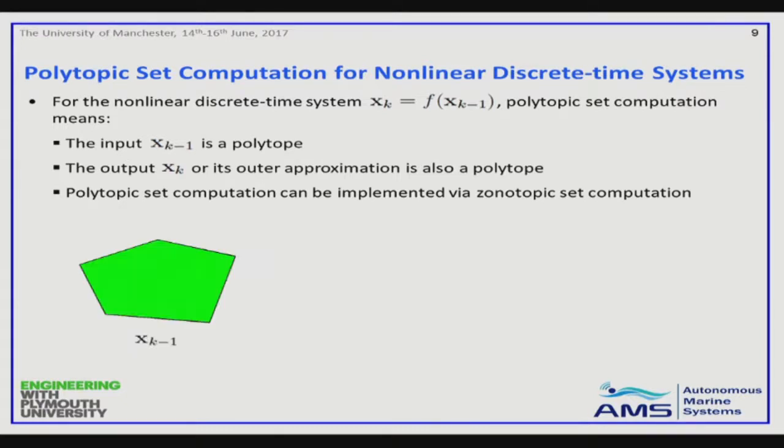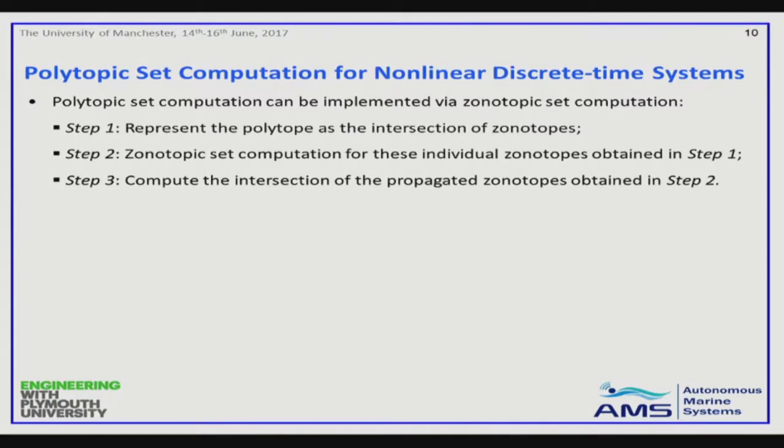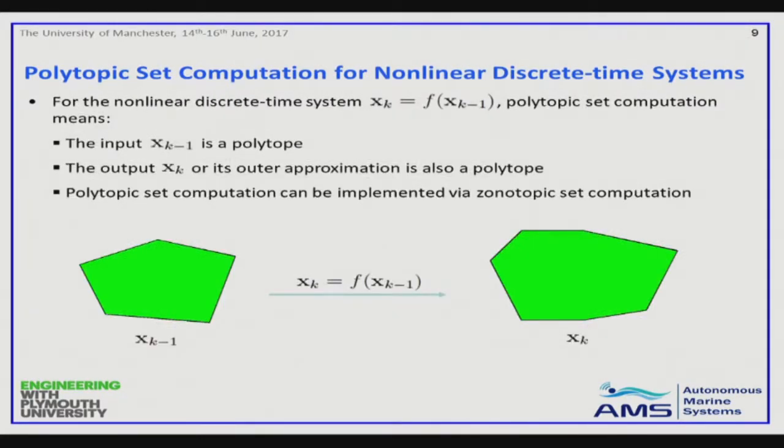Basically, our target is that the input set is a polytope, the system is a nonlinear discrete-time system, and we want our output to also be a polytope. That is our target. How to do this exactly? For nonlinear systems, currently there is no method that can do polytopic set computation. So that is our task: to do polytopic set computation for nonlinear discrete-time systems.